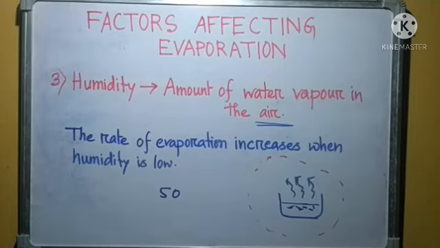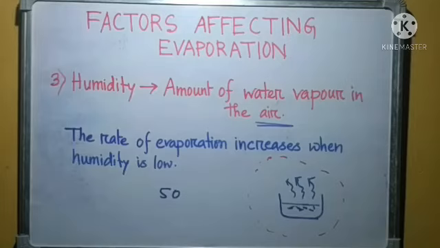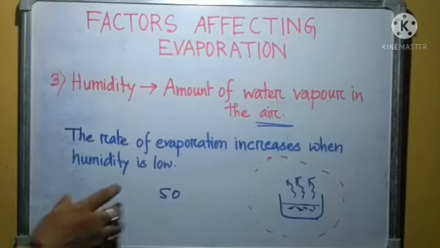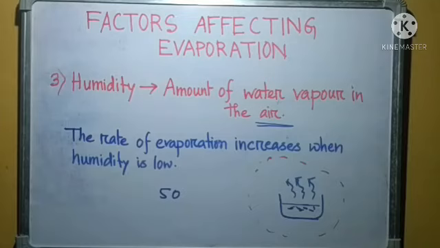So if the air does not contain, or contains a very little amount of water vapor, then what will happen? The water vapor that you are producing through evaporation will easily go into the air. And when the water vapor easily goes into the air, then more particles of water can evaporate. Due to this, the rate of evaporation increases when humidity is low, that is, when the amount of water vapor in the air is low.